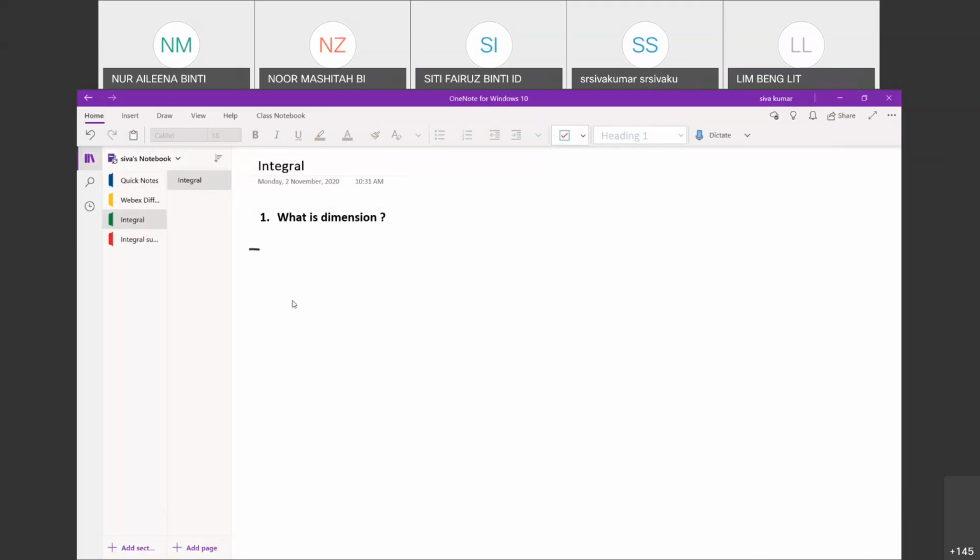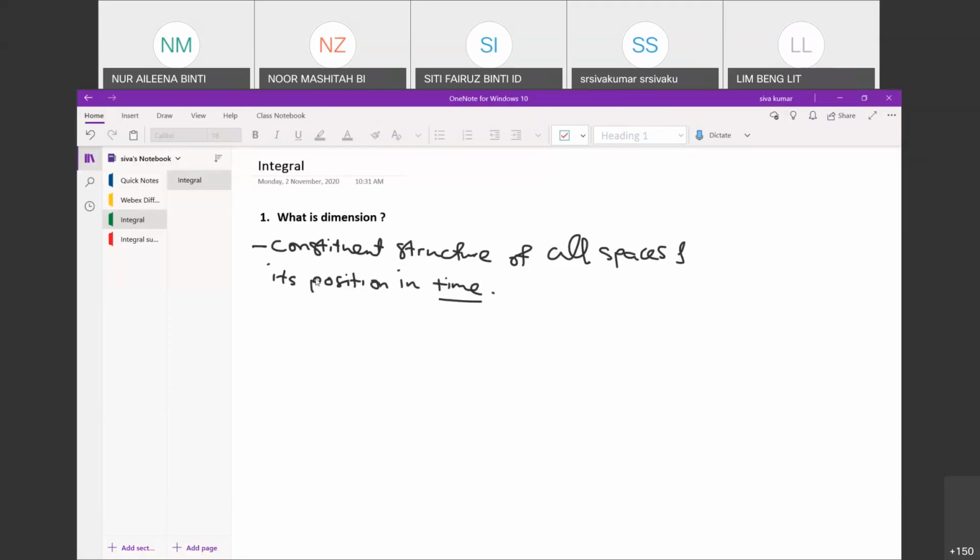Dimension basically can be explained as something called a constituent structure of all the spaces and its position in time. Two things. It's a kind of constituent structure.